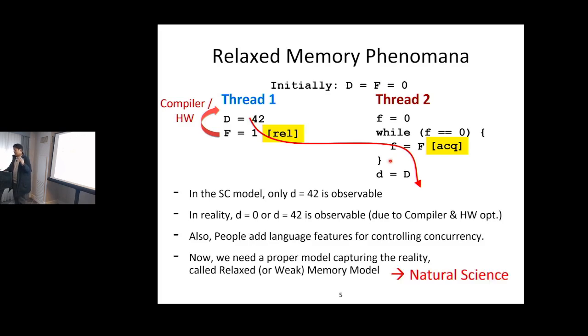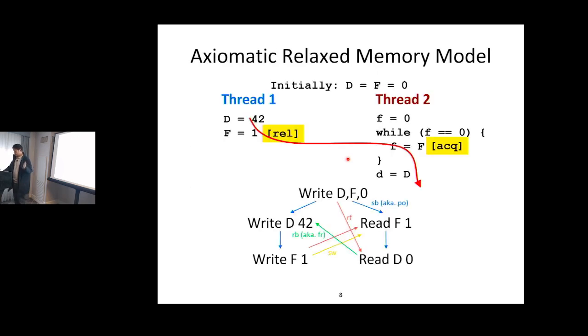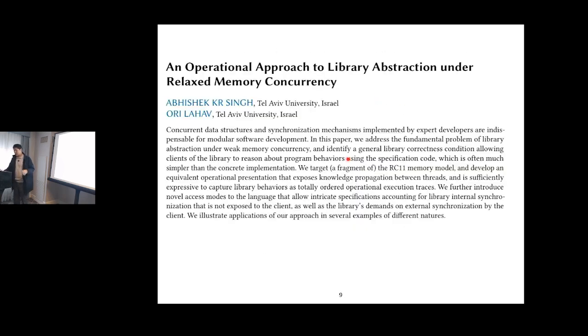Okay, that's the question, and that's a long-standing open problem. And then people try to find the right model. Okay, so there are two approaches: axiomatic semantics approach and the operational semantics approach, and both have pros and cons. And then it's still open, but very close to the solution. So our community is working hard on this. Okay, and then I will skip relaxed memory, and then I will tell you about some papers.